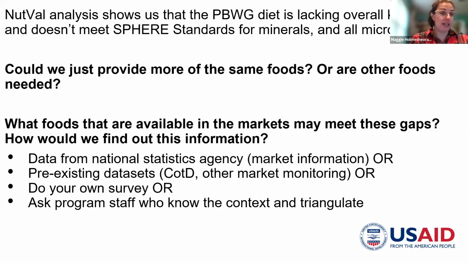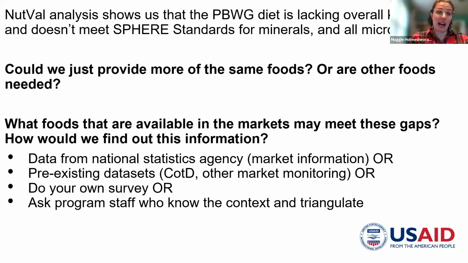So there might have been a recent cost of the diet done, which does an extensive market survey as a part of the conversation, so that you could use that information. You could do your own survey to collect price data. If you're doing regular price monitoring for a general food assistance basket, then you could use those same data enumerators and the same process to gather information on other commodities.